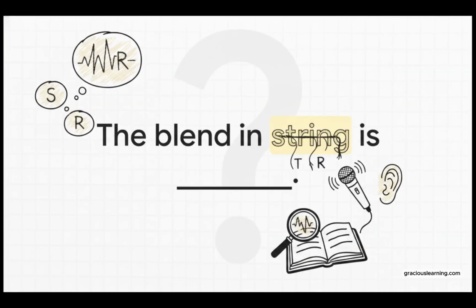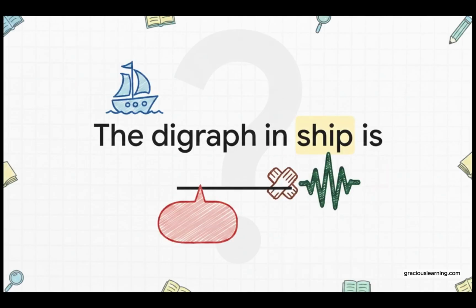Question 1. Fill in the blank. The blend in the word string is STR. You can hear all 3 consonant sounds blending together perfectly. S, t, string. Question 2. The digraph in the word ship is SH. The S and the H morph together to give us that single, unified sh sound.